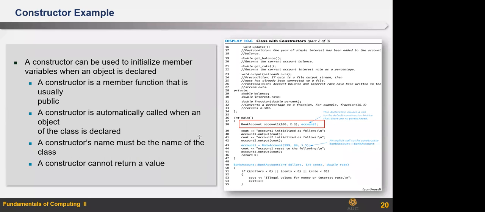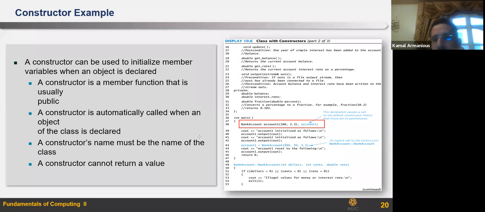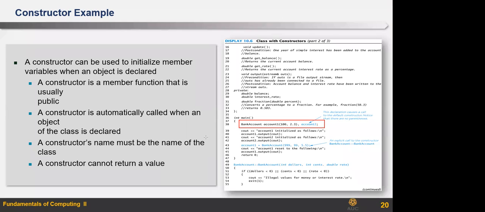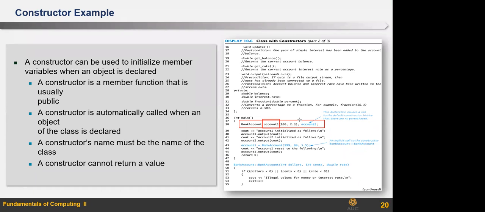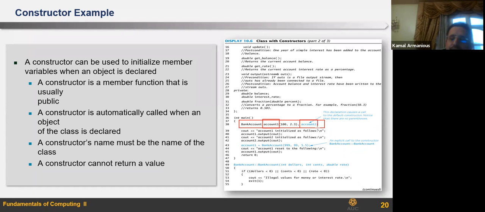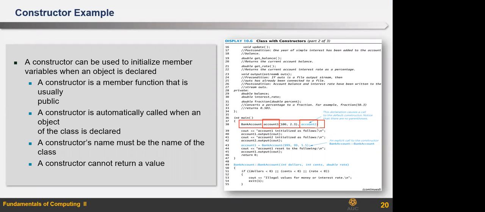We're initializing account 1 with the constructor. Yes, what's account 1? It's an object. Great. So step by step, account 1 is an object. And what's account 2? It's also an object. So we have 2 objects, account 1 and account 2. And they belong to a class which is named bank account. Great.